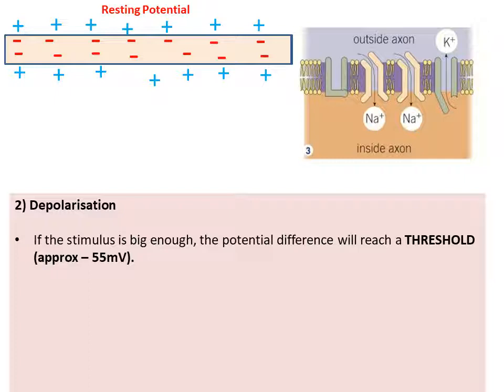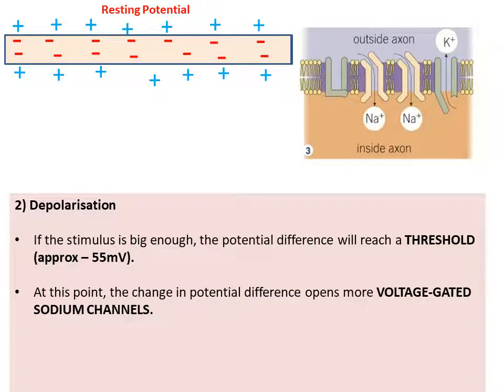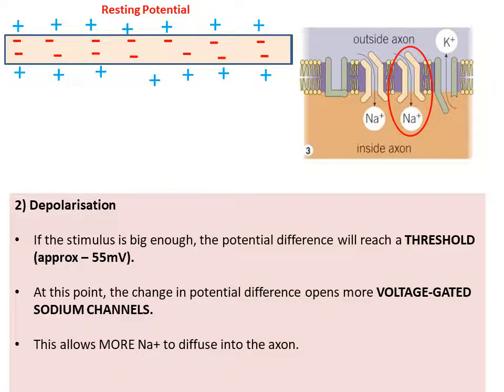Now if enough sodium ions manage to enter into the axon, then the potential difference will start moving from minus 70 millivolts towards minus 55 millivolts. And this is what we call the threshold value. When enough sodium ions have entered the axon and the voltage across the membrane has gone down to, for example, let's say minus 50 millivolts, that's exceeded the threshold value, and that will cause even more of the voltage gated sodium channels to open. So all of the other ones in the nearby area will open up. And this will then cause more sodium ions to diffuse into the axon.